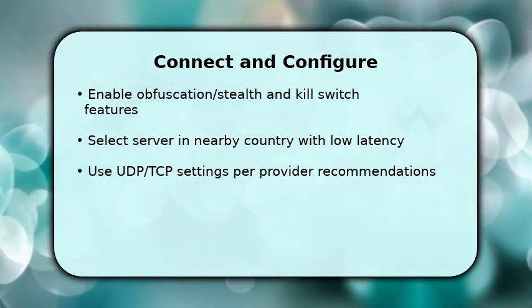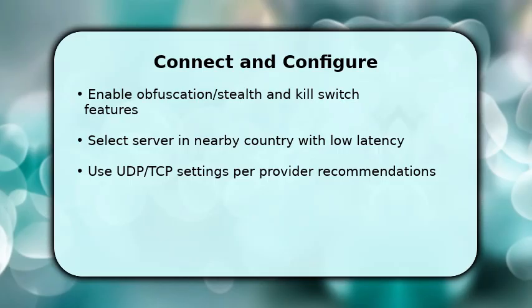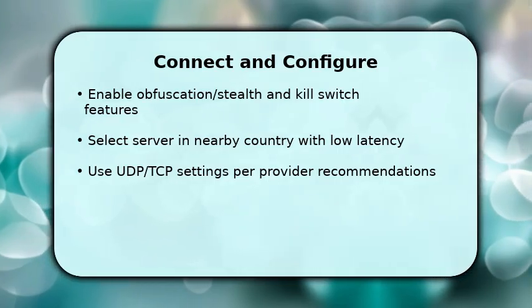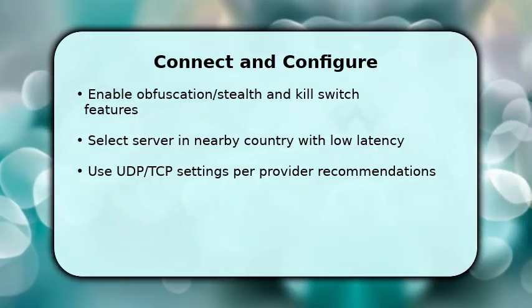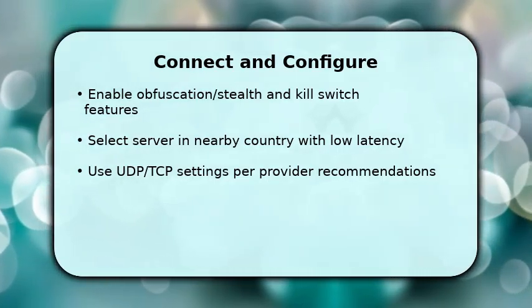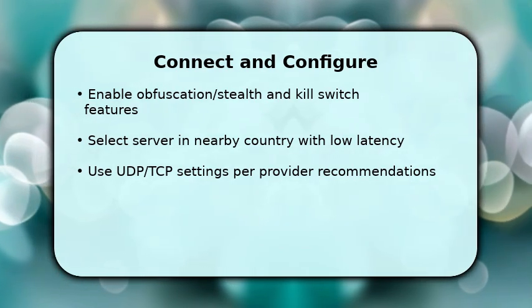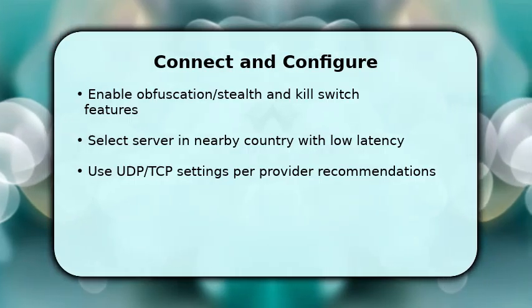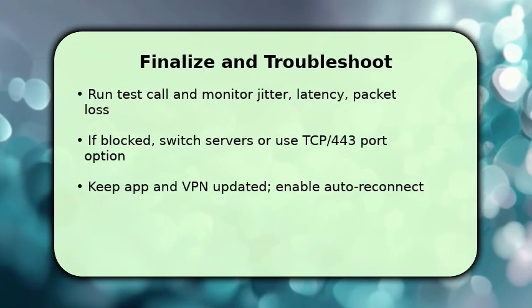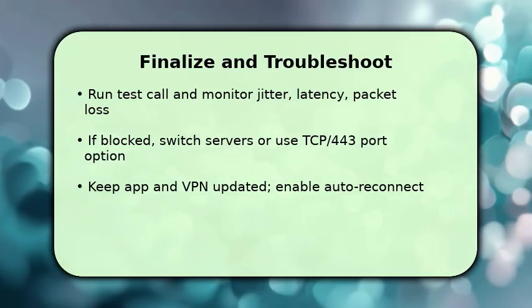Adjust protocol to the provider's recommended UDP or TCP setting. UDP usually gives lower latency for calls. Once connected, check the VPN status icon, then open WhatsApp and place a quick test call to confirm audio and connectivity. To finish, perform a full test call and listen for delays, dropouts, or distortion.